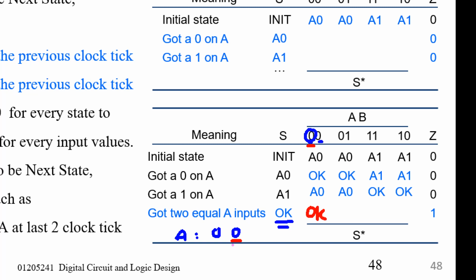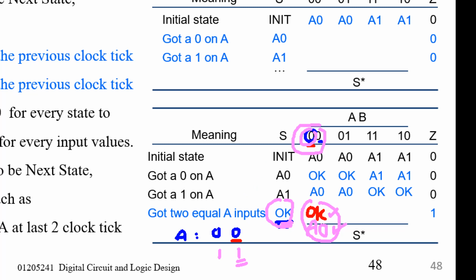But if this OK is from A is 1, 1, the last value of A is 1, and when the clock ticks, again A is 0, so it should go to A0, right? So what happened? The same state, but there are two possible next states for the same input condition. Now it's not okay, right? It's not okay. It's impossible. So what should you do?